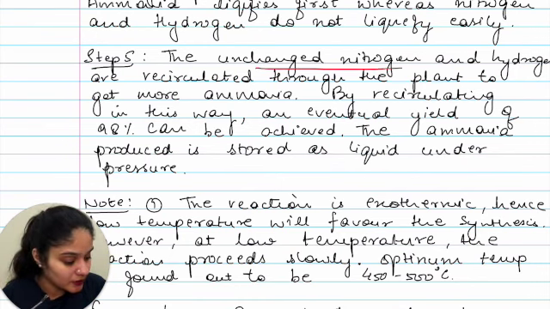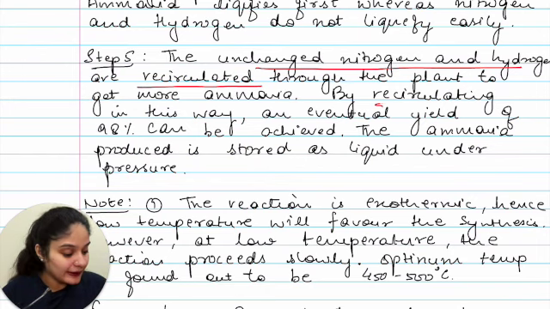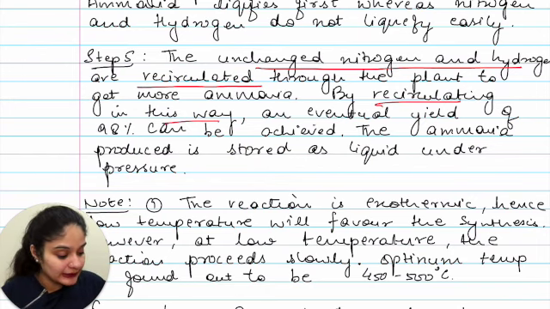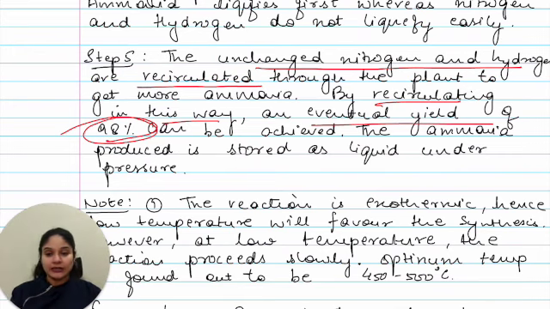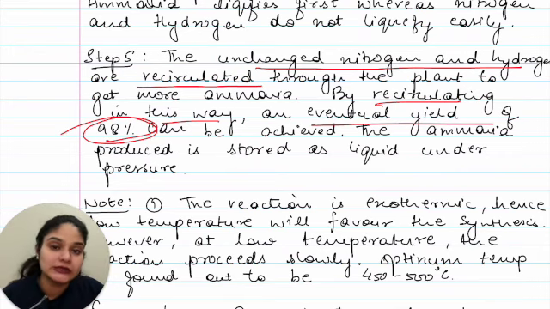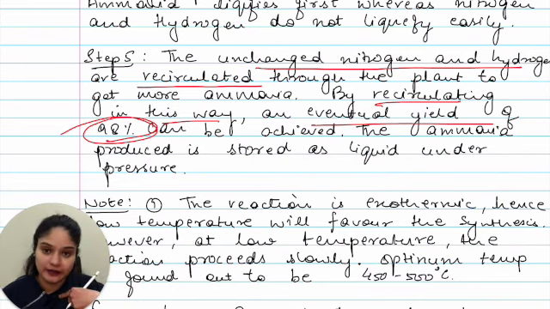So the unchanged nitrogen and hydrogen are recirculated. By recirculating in this way, an eventual yield of 98% can be achieved. That means we are not losing the gases that we are using as reactants. About 98% of success in getting ammonia is obtained by reusing the gases again and again.